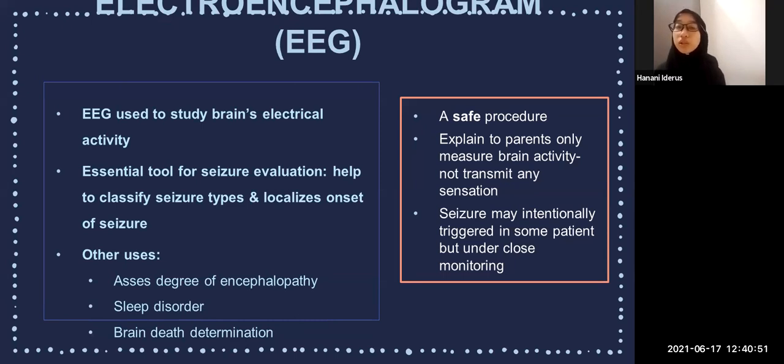And then other uses include that we can assess the degree of encephalopathy and sleep disorder, like we have learned in the psychiatric posting previously. And also, it can be used to determine brain death. And then, similar to ECG, this is a safe procedure. We must explain to parents that we only measure the brain activity, that we do not transmit any sensation to the brain. We also need to mention to the parent that a seizure may be intentionally triggered in some patients, but it will be done under close monitoring.